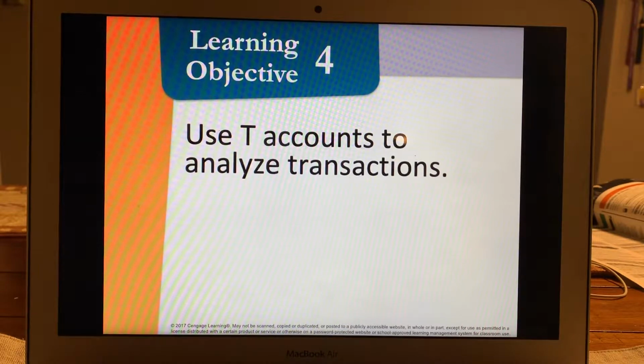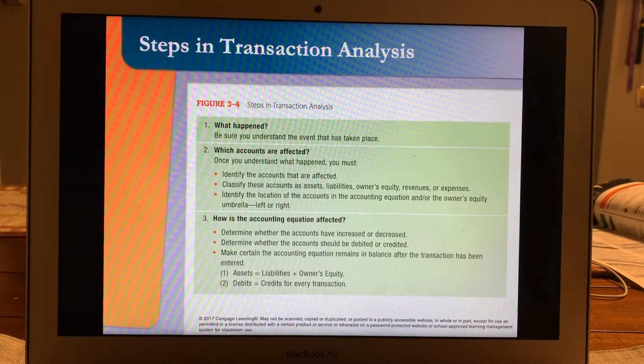Using T accounts to analyze transactions. So here are the steps in a transaction. What happened? Which accounts are affected? This is what you always do. Anytime I see a transaction, I have a journal entry in the back of my head, and this is what you need to be able to do.